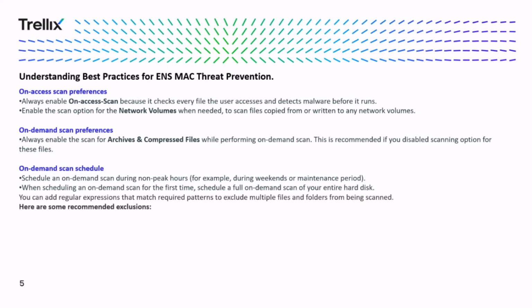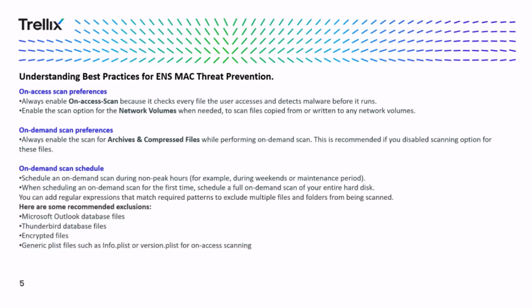Here are some of the recommended exclusions. If you have somebody in your organization who uses Microsoft Outlook or the Microsoft Office suite, definitely add the Microsoft Outlook database under exclusion, and the Thunderbird database. These are just some examples, and even encrypted files. Encrypted files cannot be scanned during on-demand scan. But kindly note, as soon as they are decrypted, they are going to be scanned or detected through OAS. Also generic plist files such as info.plist or version.plist for on-access scan.